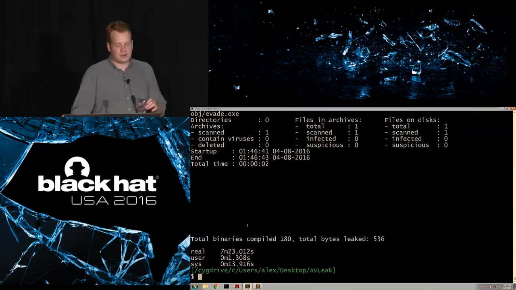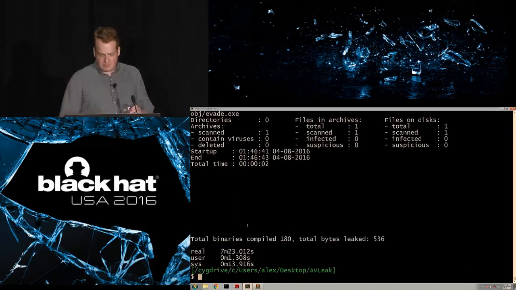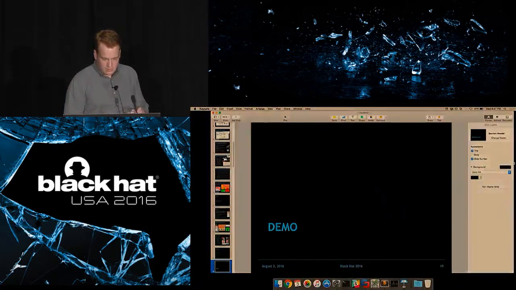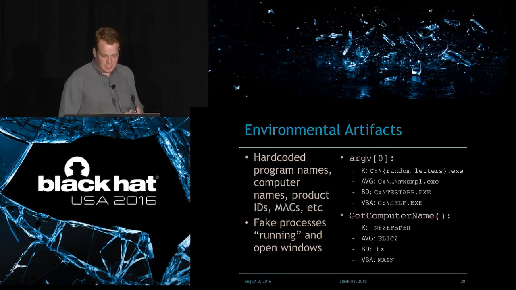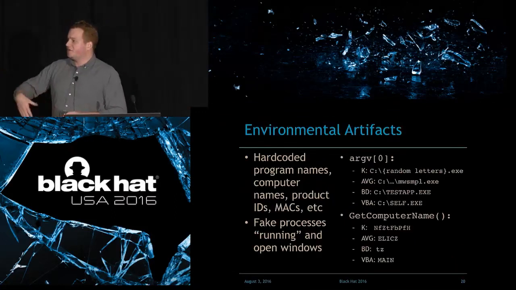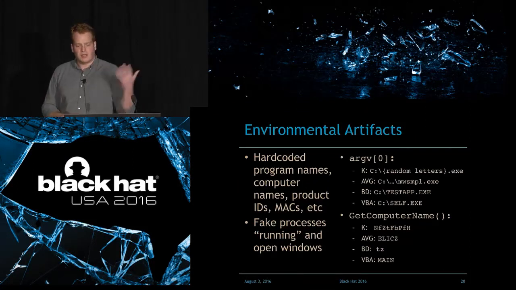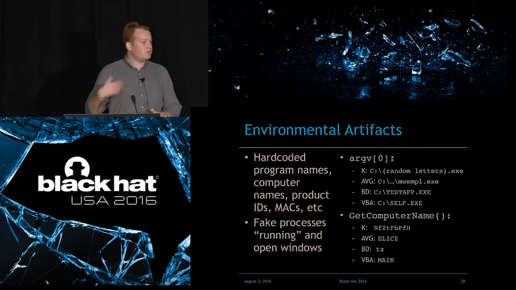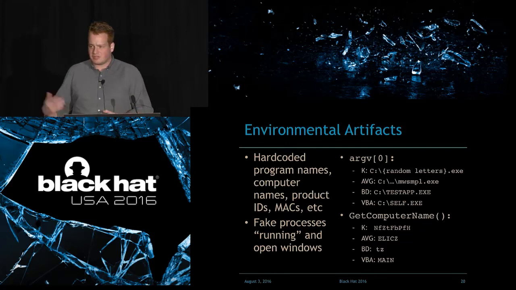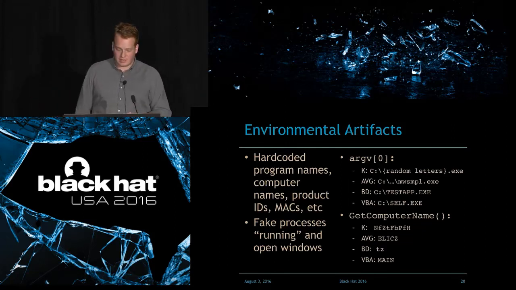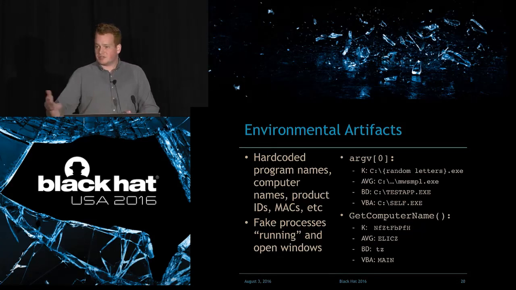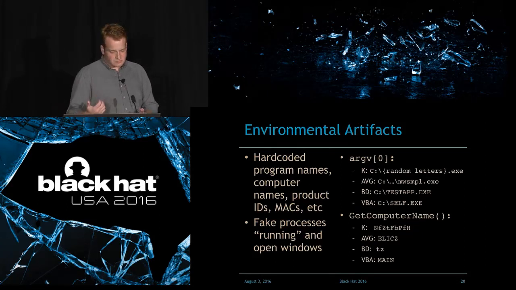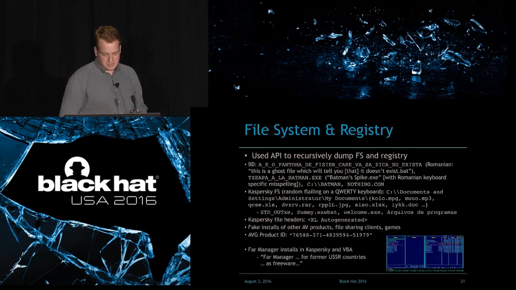Again, there are tons more artifacts than I can present here, but I just wanted to show you a demo, and now I'm going to go through some more of the artifacts that I found that I couldn't show in this limited time. The environmental artifacts are super easy to change, and super easy to use. As I showed you, Kaspersky has randomized letters for the process name, but these other three AVs have hard-coded values like test app, self.exe, malware sample.exe. And as I showed you, get computer name is also hard-coded in these AVs. So these are super simple, kind of flashy and fun to look at, but not very advanced.